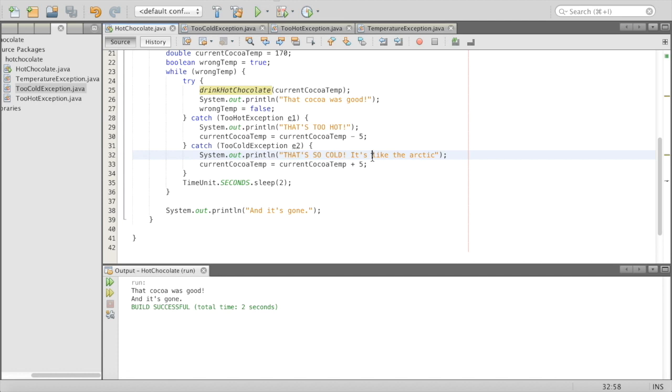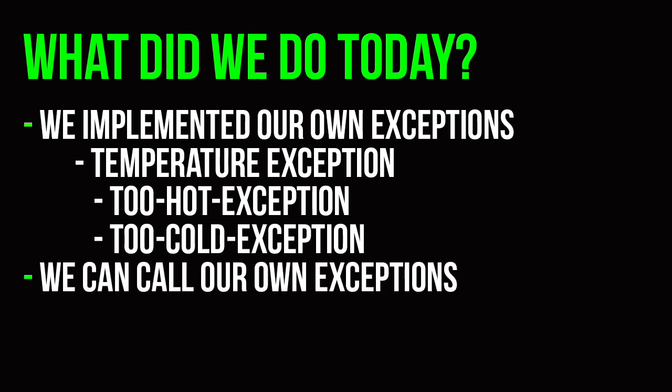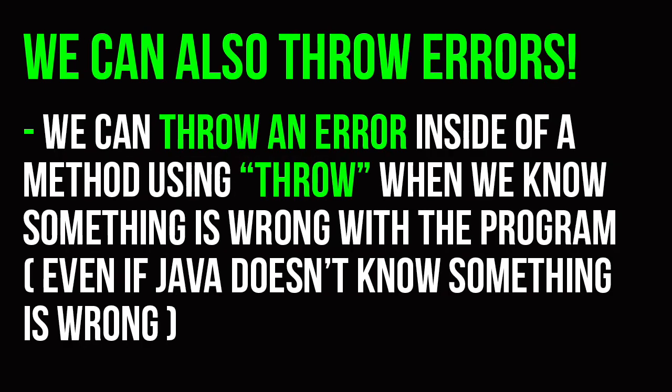And so that is it for this video. We implemented exceptions today. We created our own exceptions with our hot chocolate example. We had a too hot exception, a too cold exception, and then a temperature exception that grouped them together, so it's nice and form-fitting. We learned that we can call our own exceptions as well as create them. We used this new thing called throw, and we could throw our own exceptions when we knew something was wrong with our programs that Java wouldn't recognize, like a certain value being below 0 or our hot chocolate being too hot or too cold. We created our own exceptions to deal with these problems.